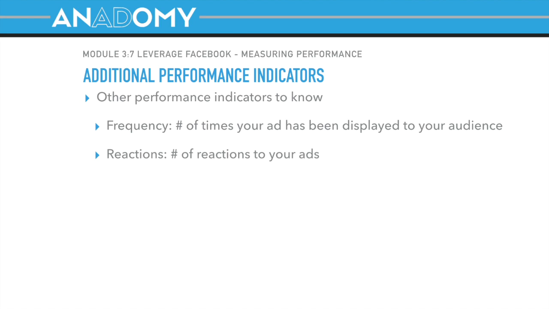The next performance indicator is reactions. Now, in the past, the only reaction that Facebook allowed people to give was a thumbs up or a like. Now there are all sorts of reactions. People can give you a like, a love, a haha, a wow, a sad, and an angry. Generally, when people are reacting to your content, that means that you're engaging with them.